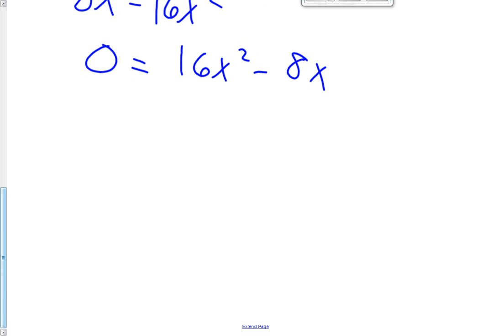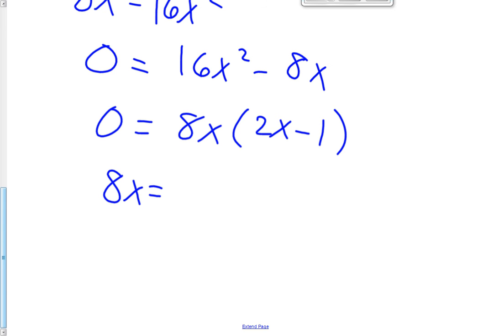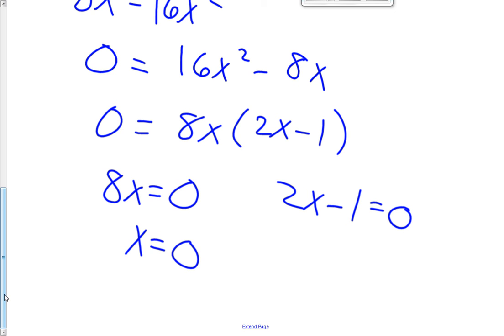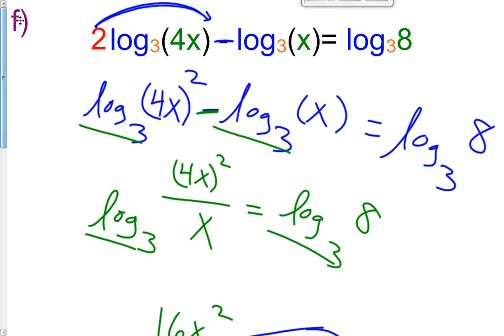Now I can take out a GCF of 8x, and I'm left with 2x minus 1, both of which equal 0. So 8x equals 0, and 2x minus 1 equals 0. So I get x equaling 0 when I divide both sides by 8, and I get x to equal a positive 1/2, adding 1, dividing by 2. Let's see if either of these are extraneous. If I put a 0 in or 1/2 in, 4 times 0, so this is good. Log base 3 of 0, that one's good. Looks like both of these solutions work.